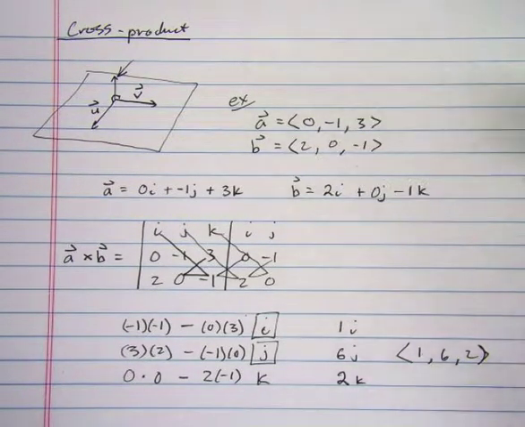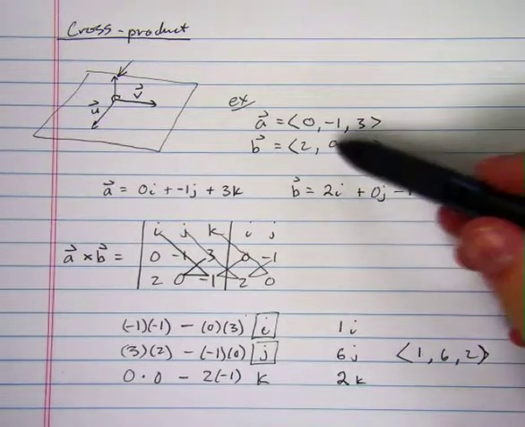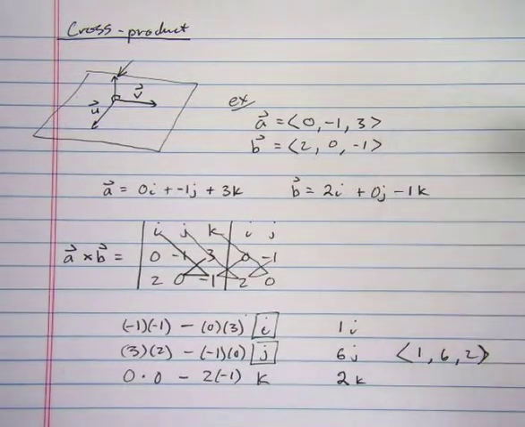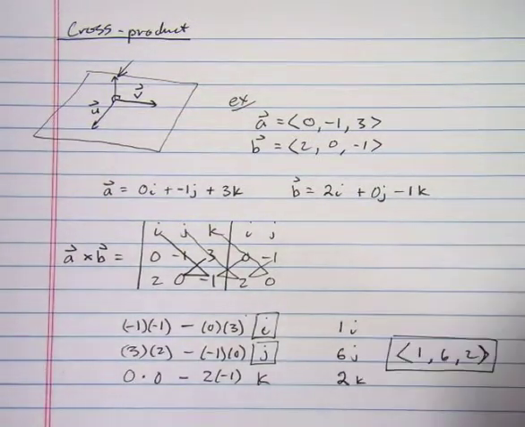1 times 2 is 2. 6 times 0 is 0. 2 times -1 is -2. Again, it would cancel out. So I do know this is my cross product. It's my orthogonal vector to both.